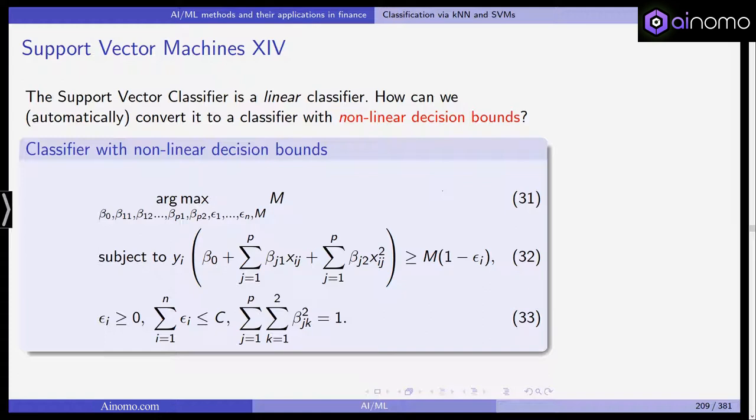The support vector classifier is a linear one. So how can we automatically convert it to a classifier with non-linear decision bounds? First thing we could try is that we again maximize the margin. We use the betas, the epsilons, and M as our parameters. And we now say, okay, we are not using a hyperplane, but for example, as you can see here, this is again the response being -1 or 1, the margin, and we allow a certain error in the slack variables.